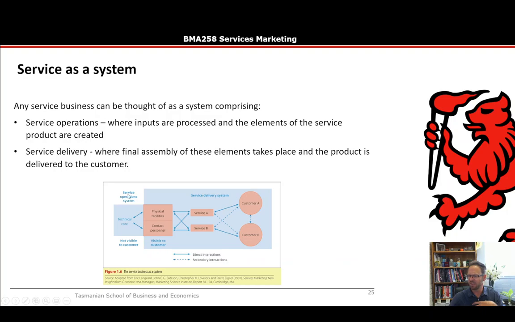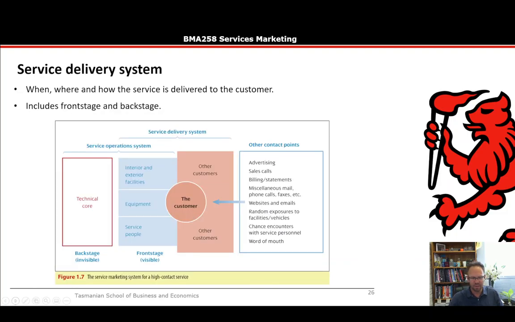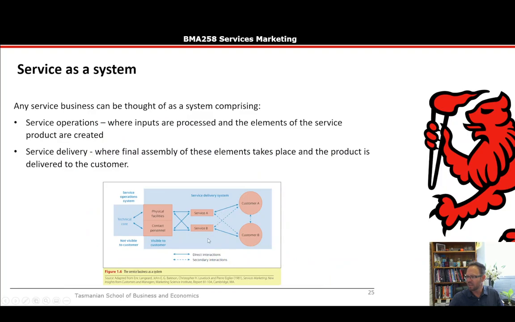Here we have a service operations system, and we have a technical core here, which is non-visible to the customer. We have physical facilities and contact personnel, and these are actually visible to the customer, but the technical core obviously isn't. Now we create service A and service B, and we have direct contact with customer A and customer B.